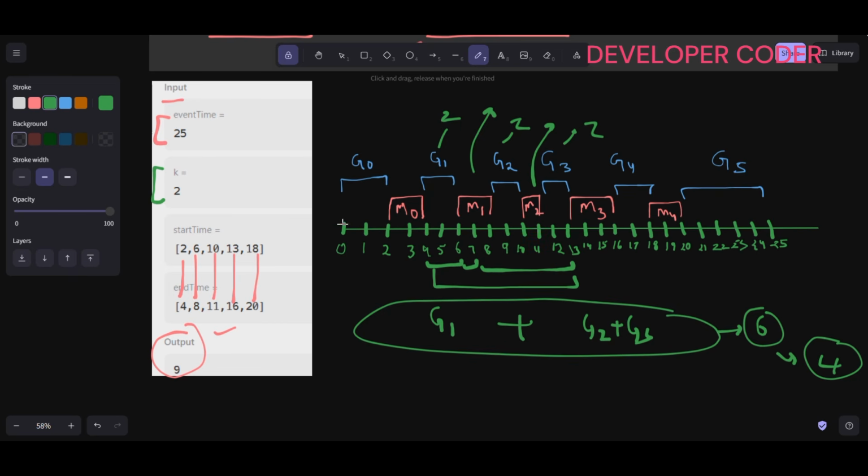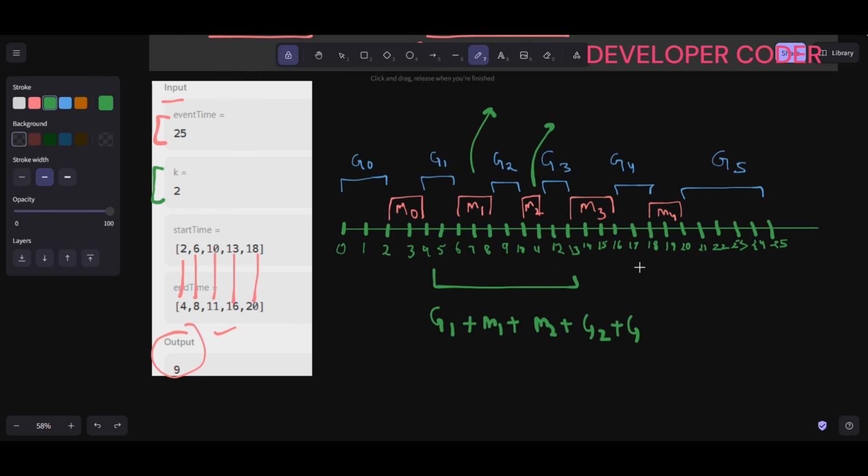Clear? Now here, this is the same thing that I'm going to do. First I am going to check these two adjacent meetings, then after that I'm going to check these two adjacent meetings, then these two, and then these two, with k equal to 2. Done here. So I hope it is clear that we need to take adjacent meetings.